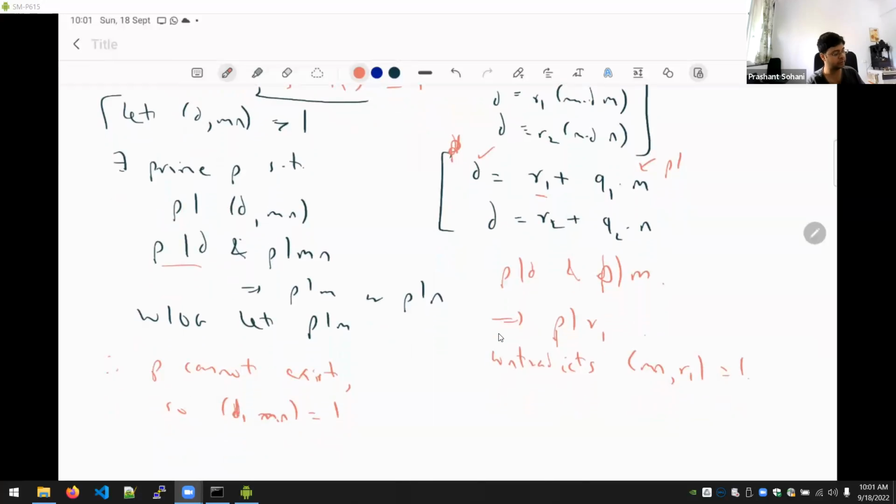Okay, I think this could also be done by just assuming that GCD of D and M is equal to K. But you see how choosing that number to be prime makes it so convenient to finish the argument. Because of this step, that we can split P divides MN as P divides M or P divides N. That helps us to finish the argument very quickly.